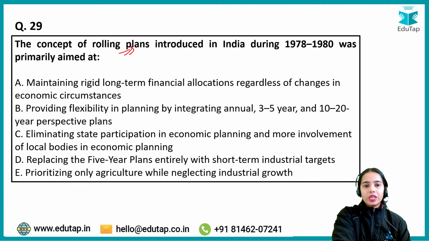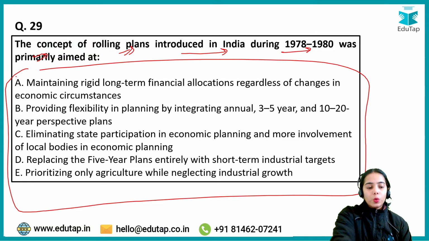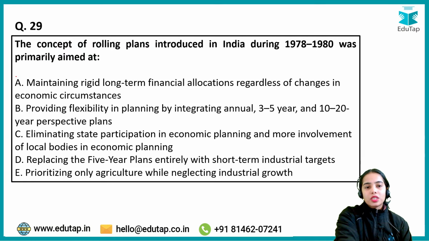The concept of rolling plans introduced in India during 1978 to 1980 by the Janata Party was primarily aimed at which of the following? If you know the concept behind the rolling plan, you will be able to answer. It provides flexibility in planning by integrating annual, 3 to 5 year, and 10 to 20 year perspective plans. So every year 3 plans are made: one annual plan, one for 3 to 5 years, and one for 10 to 20 years. This is the idea behind the rolling plan.